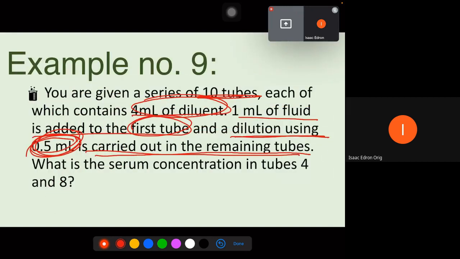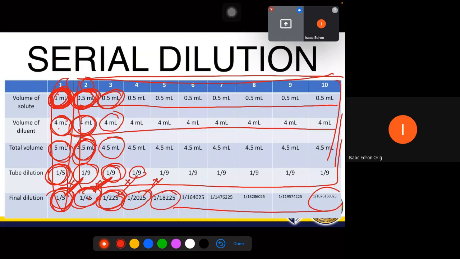Okay? So what is the serum concentration in tubes 4 and 8? So ang answer is sa tube 4, 1/2025, then sa tube 8, 1/13,286,25. Okay?